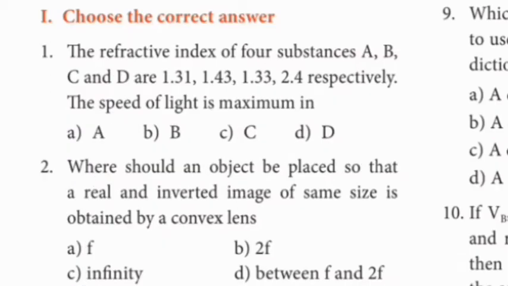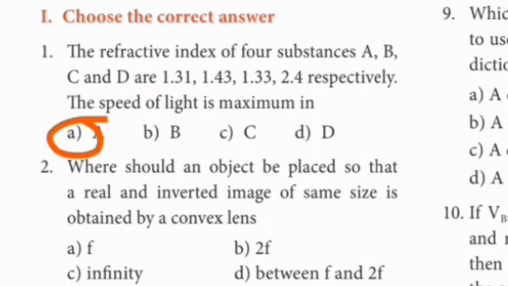Next, we are going to see the second lesson, optics. From this lesson, the first question: the refractive indices of four substances A, B, C and D are 1.31, 1.43, 1.33, 2.4 respectively. The speed of light is maximum in option A, B, C, D. The answer is A.